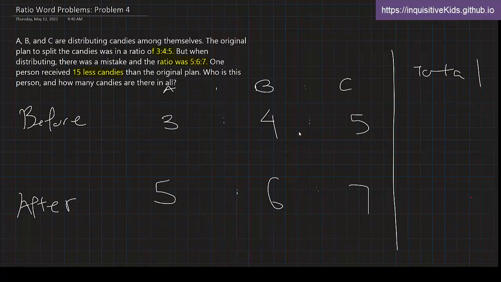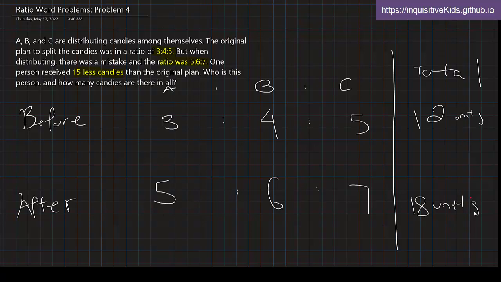So what's the total here? We just add up 3 and 4 and 5. 3 plus 4 is 7. 7 plus 5 is 12. So 12 units. In our second one, we do 5 plus 6, which is 11. 11 plus 7, which is 18. So 18 units.